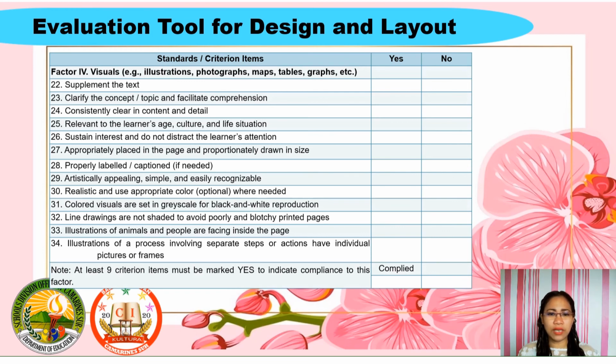Colored visuals are set in grayscale for black and white reproduction. Line drawings are not shaded to avoid blurry and blotchy printed pages. Illustrations of animals and people are facing inside the page. Illustrations of the process involving separate steps or actions have individual pictures or frames. Take note that at least 9 criterion items must be marked yes to indicate compliance to this factor.